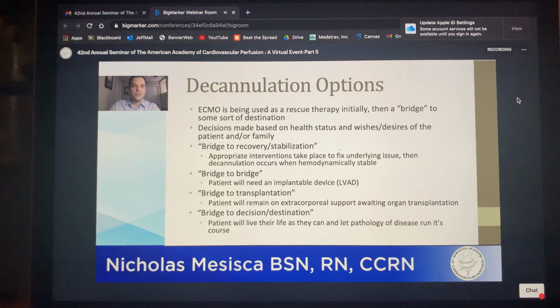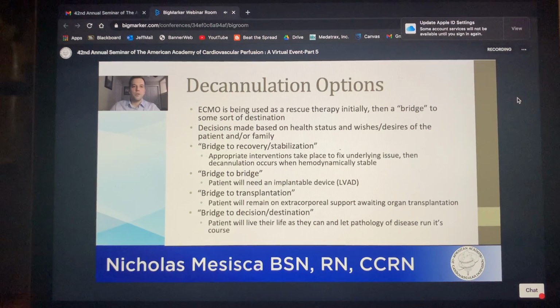ECMO can be used as a bridge to recovery, where the intensive care team takes the right intervention to fix the underlying issue. And if or when the patient recovers, decannulation can be scheduled when hemodynamically stable. ECMO can be used as a bridge to bridge, where the patient will need long-term LV support. So an implantable LVAD can be inserted if appropriate social support is there for the patient.